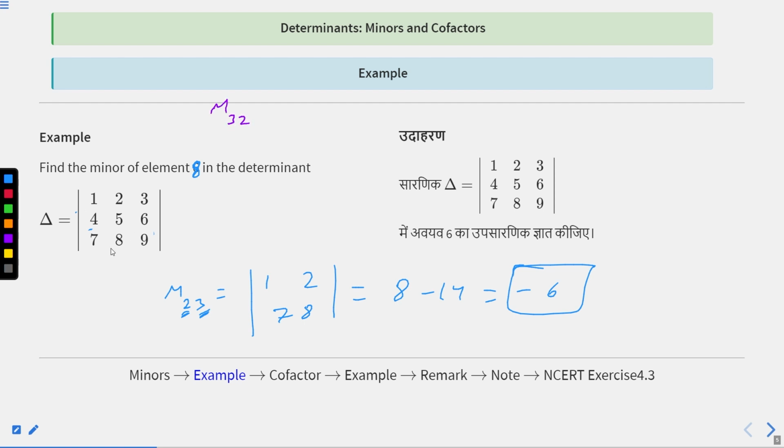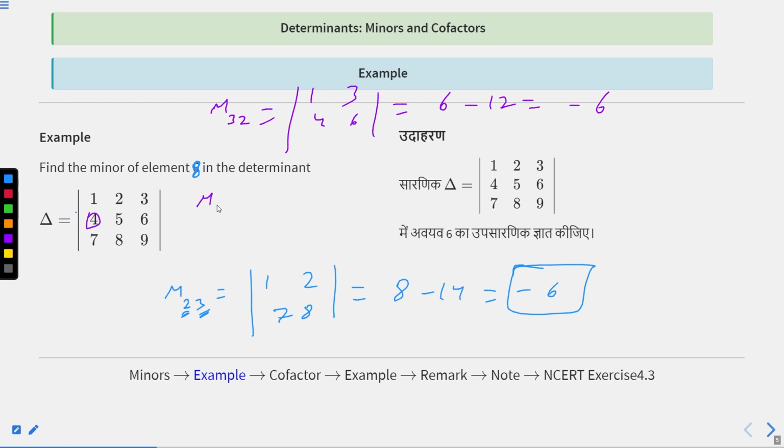M32, third row, second column. So you have to eliminate third row, second column. So now it is the determinant of 1 3 4 6. This means 6 minus 12, which is minus 6. As you can see, 6 minus 12, which is minus 6. Simple. Now what about say 4?